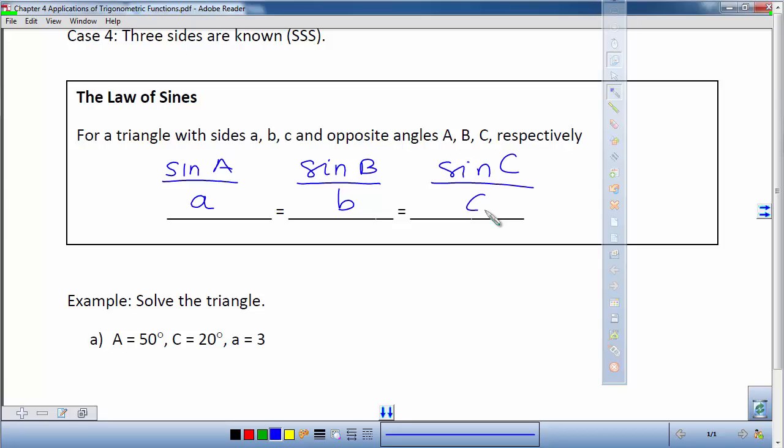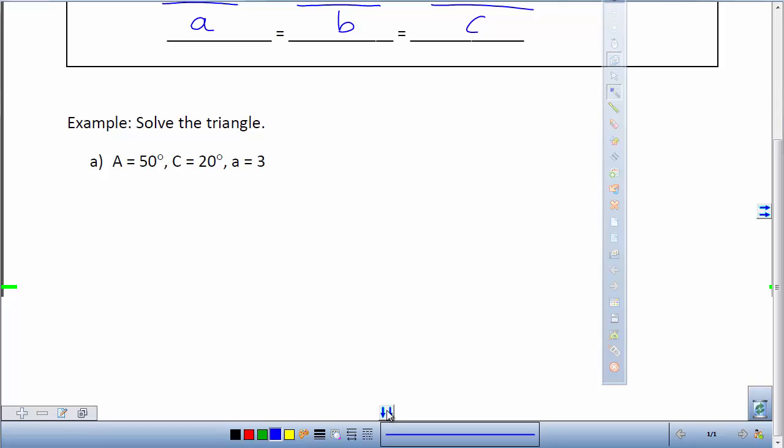All right, so let's see if we can apply it. Solve the triangle. We've got angle A equals 50 degrees, angle C equals 20 degrees, side a is equal to 3. So the first thing I'm going to try to do is find side c. Because I'm trying to find side c, it'll save me a step if I say c over sine C equals a over sine A, versus writing it the way that I did above. Okay, it's okay to write it the way that we had it above, but then our first step would be to take the reciprocal of both sides.